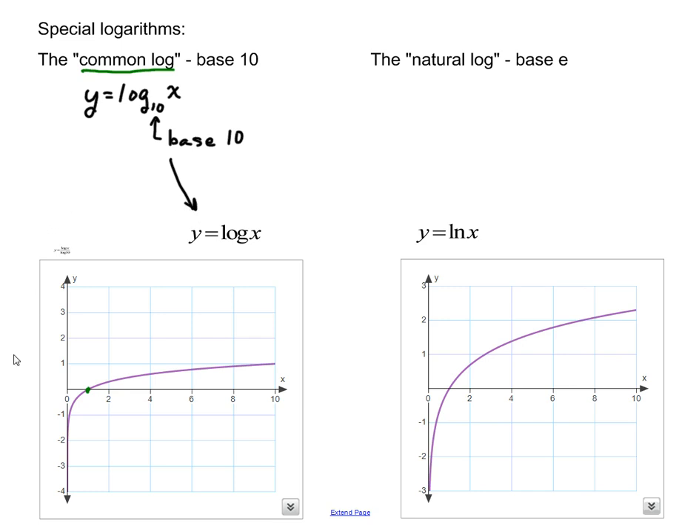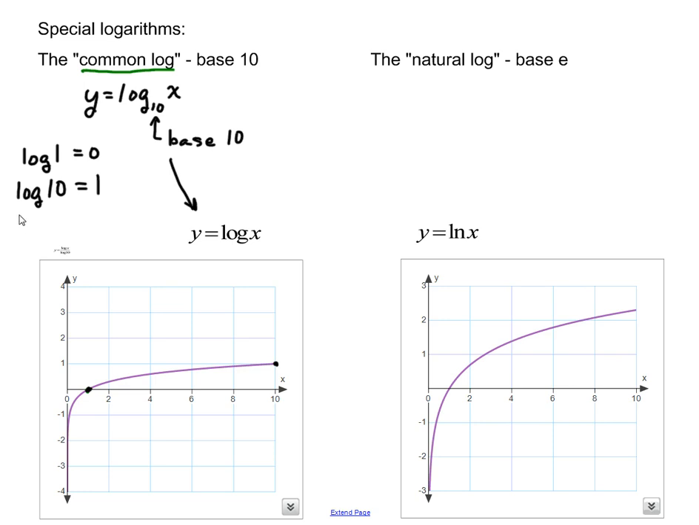Now this is the kind of function that would certainly pass through the point (1, 0), because we know that any time you take the common logarithm of 1, we get 0, because 10 to the 0 is equal to 1. This is also going to be the kind of graph that passes through the point (10, 1). That's because when we write log 10, we are implying that the base 10 is written right here. So it's base 10 of 10, and just like our property before, that's equal to 1.